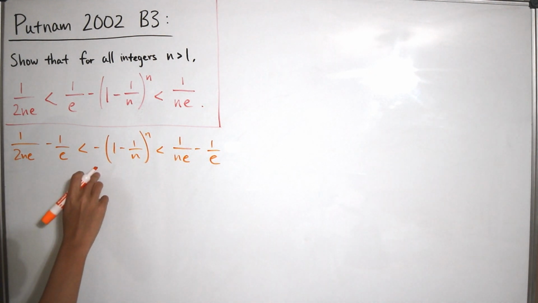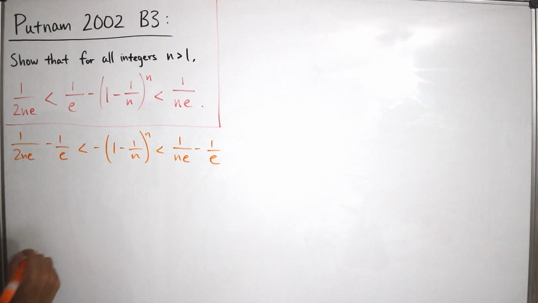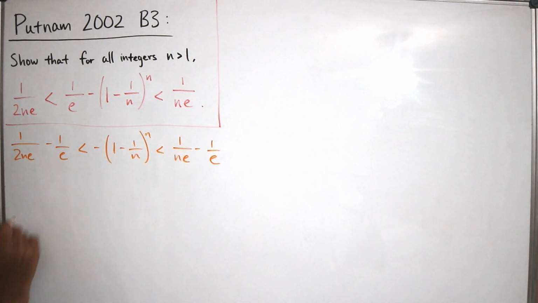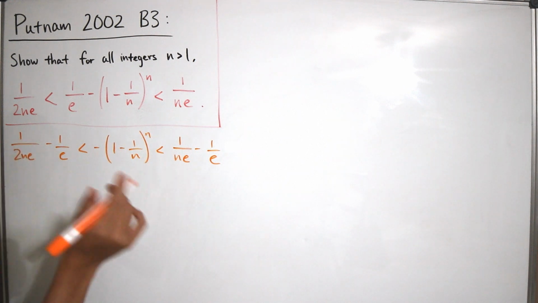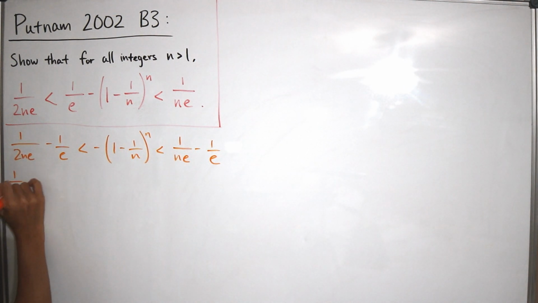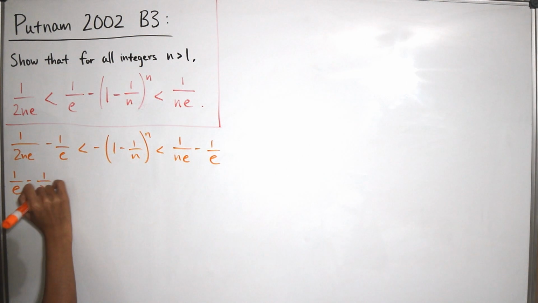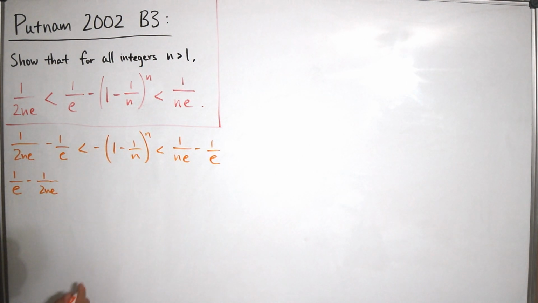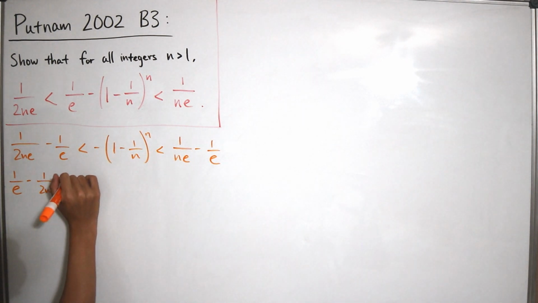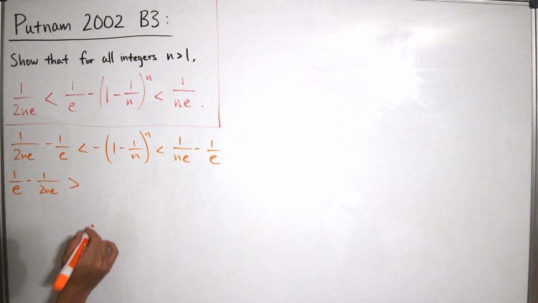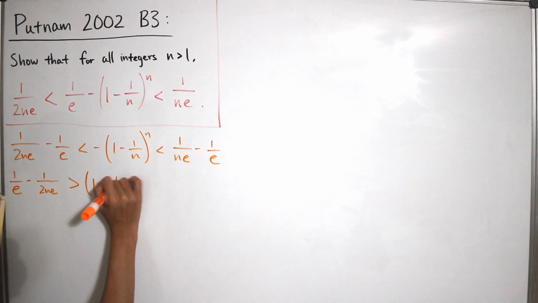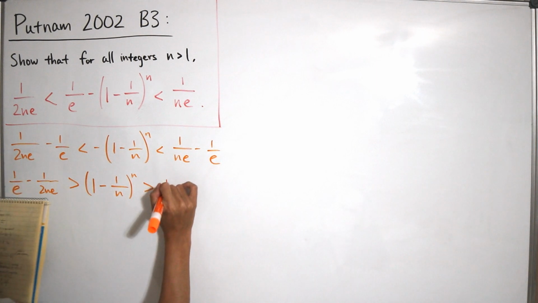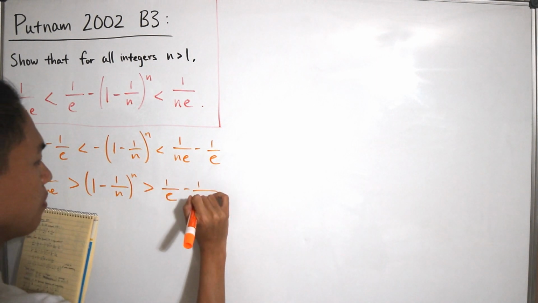So let's actually now fix this up and divide the negative into both sides. And what that does is, of course, that'll change the sign. So I'll actually just rearrange the terms so the leading term is positive. That would mean we have 1 divided by e, then subtract 1 divided by 2ne, which is, of course, with the negative sign that we divide, so that hence means that we have to switch our sign. So this is now turned into a greater than 1 minus 1 divided by n to the power n, which is strictly greater than 1 divided by e, and then subtract 1 divided by n times e.